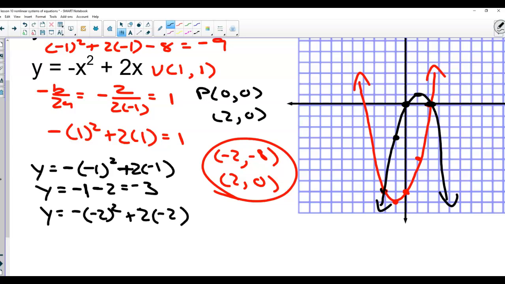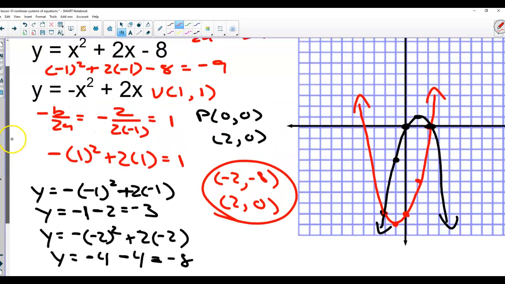Okay. -2 squared is 4, -4. 2 times -2 is -4. We get -8. So in that case, when I plug x's for -2, we get to my -8. That's that point of intersection. For the red graph, as I'm going up, I know I'm at 1, -9, -2, -8, and 0, -8. I need to keep going to the right to find that next point of intersection.